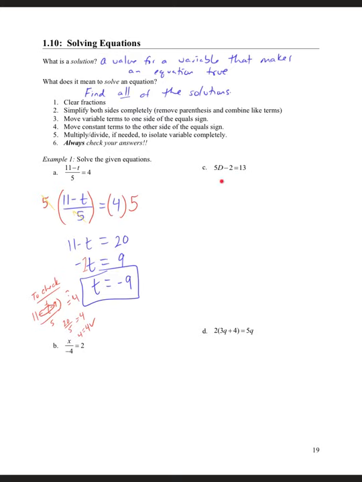Well, there's nothing to simplify over here since we can't combine them. Move variable terms to one side. Well, we only have one variable, so there's nothing to move to that side. Move your constant terms to the other, which means we need to move this negative 2 over here.